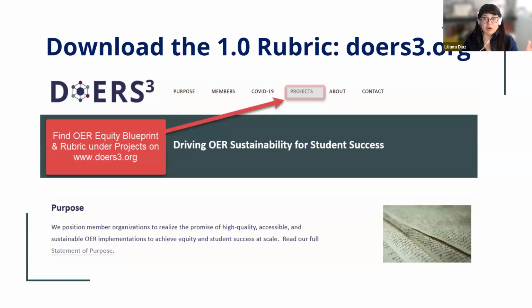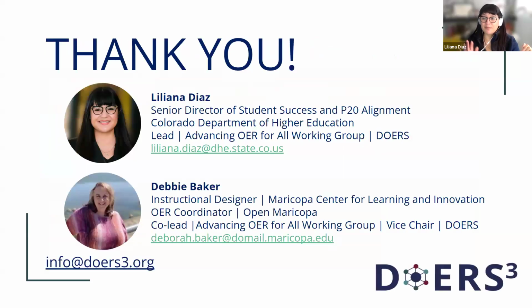So you can look at the 1.0 version of the rubric on the DOERS website. So if you go to DOERS3.org, you go under projects, you'll find OER Equity Blueprint and Rubric, and you can interact with the case studies. You can learn from what the institutions learned through the 1.0 pilot program. And if you have questions, please reach out. So this is a 30-minute session. We have a couple minutes open for questions, which we'd love to interact with you and answer anything that you might have questions for us.